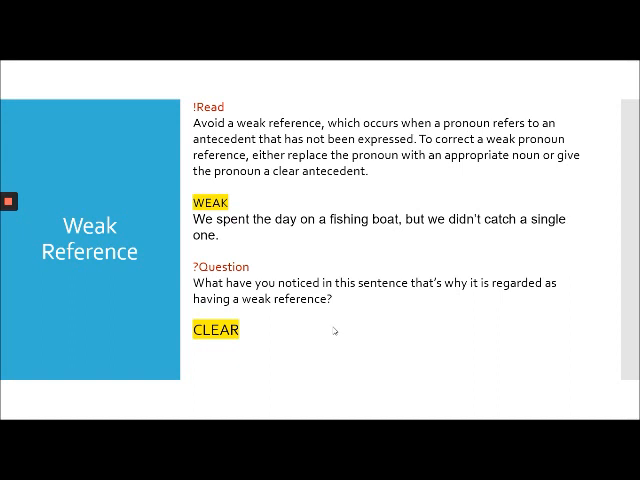Here's an example of a sentence having a weak reference. We spent the day on a fishing boat, but we didn't catch a single one. Who are we referring to? And why is this sentence unclear? Question again. What have you noticed in this sentence? That's why it is regarded as having a weak reference. I'll give you 5 seconds to answer the question.